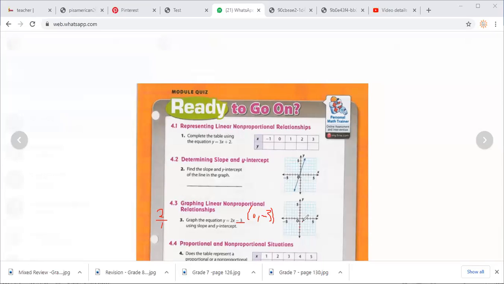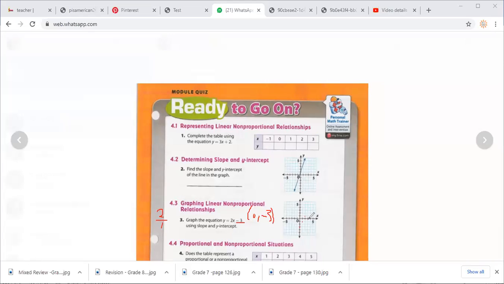Excellent. Okay, we want one more point. Let's count up together. 0, 1, 2, and then 1 to the right. Please tell me the ordered pair. No, not 5. Two. 2 and 1. Thank you. It will be (2, 1).